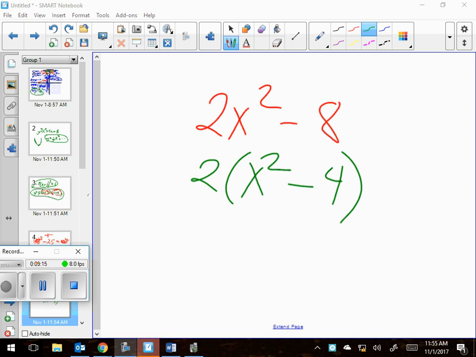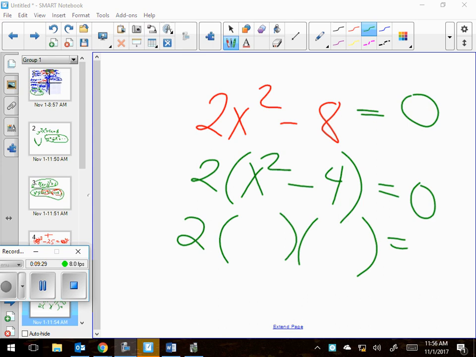If this is set equal to 0, so we can find where y is 0, that's where the x-intercepts are. You can find the x-intercepts by factoring this again. Are you picking up what I'm laying down? x minus 2, x plus 2. Doesn't matter which order.